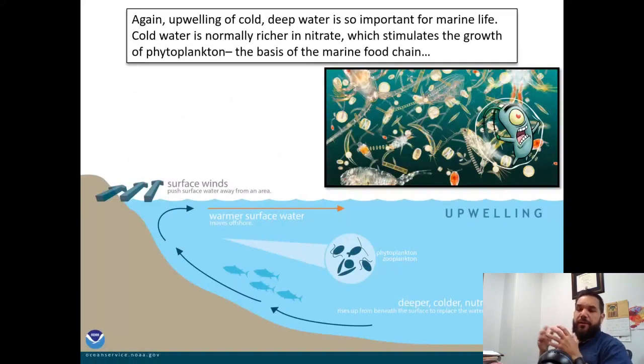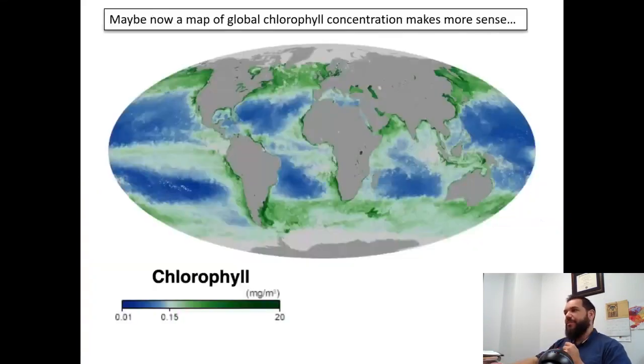So again, you've got to remember, upwelling of cold, deep water is so important for marine life. Cold water is normally richer in nitrate. It's richer in different nutrients, and it stimulates the growth of phytoplankton, which is the basis for the marine food chain. Okay, so upwelling is always good for marine life, whereas downwelling is going to have the opposite effect.